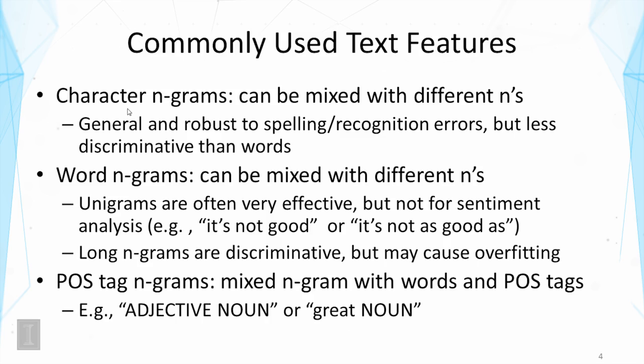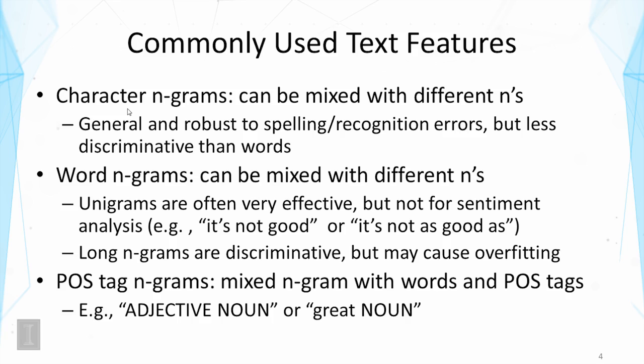So now let's talk about some features that are often very useful for text categorization and text mining in general, but some of them are especially also needed for sentiment analysis. So let's start from the simplest one, which is character n-grams. You can just have a sequence of characters as a unit, and they can be mixed with different lengths. This is a very general and very robust way to represent the text data. And you can do that for any language, pretty much.